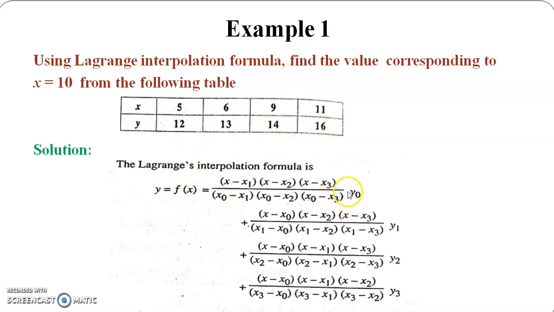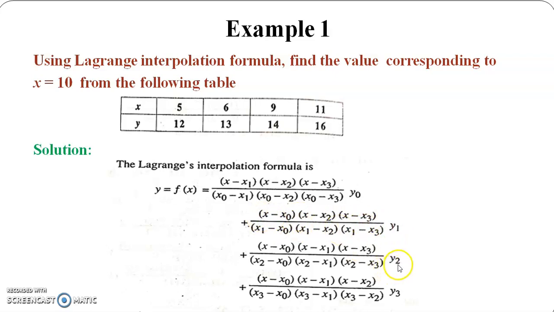Okay, so first term here is y0. Leave the corresponding x0. Start from x1, x minus x1, x minus x2, x minus x3. Now put x equal to x0. Become x0 minus x1, x0 minus x2, x0 minus x3. Likewise, similarly for the second term. Corresponding y1 value is x1. Leave the x1 and write like this.